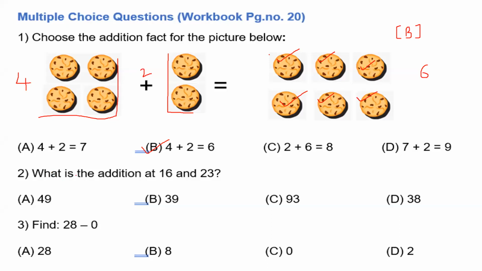What is the addition of 16 and 23? What is the addition of 16 and 23? Means what? You have to add, you have to, who is mute? Mute, mute yourself. Wait, let me see, who is mute?